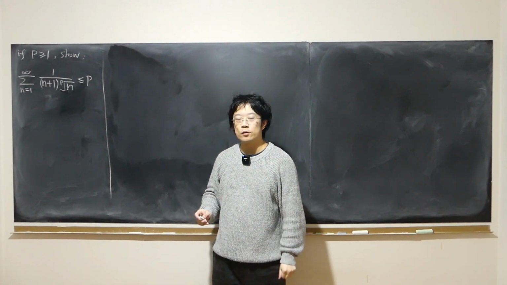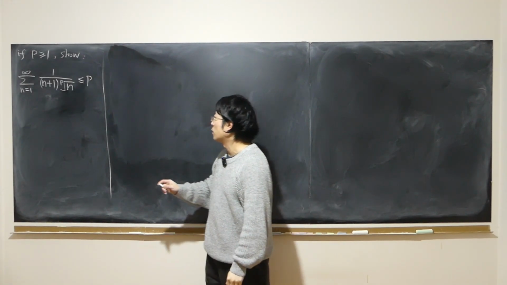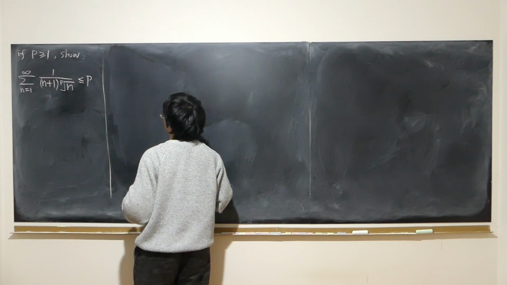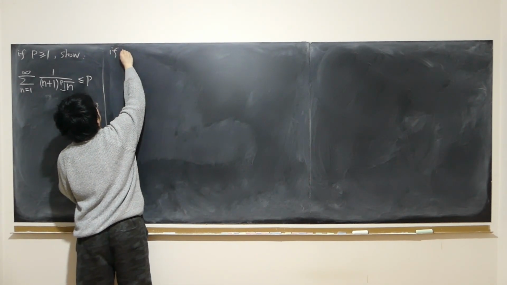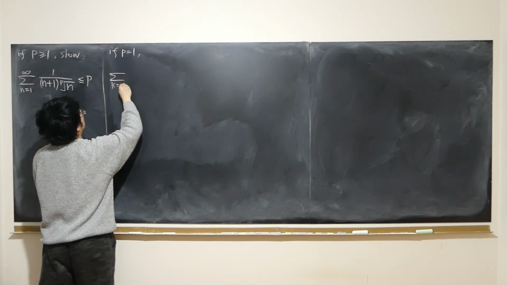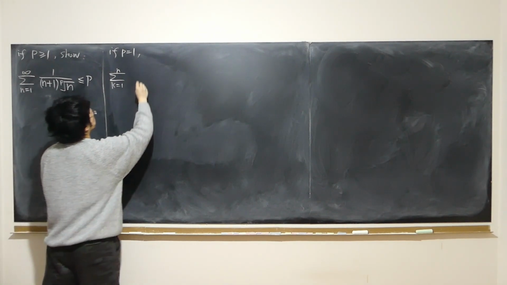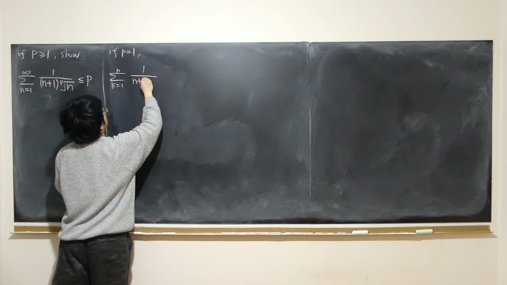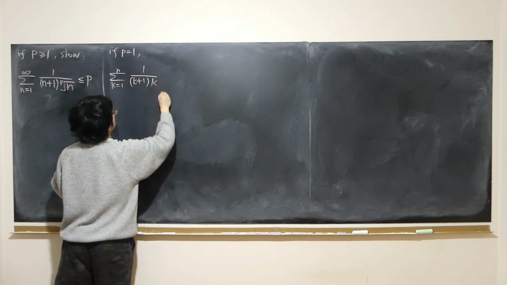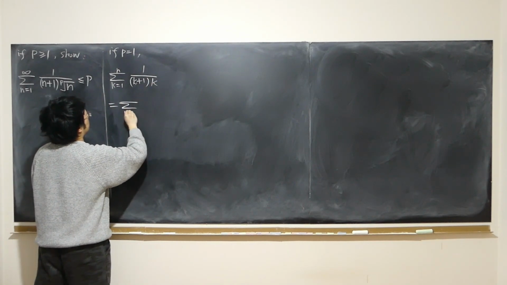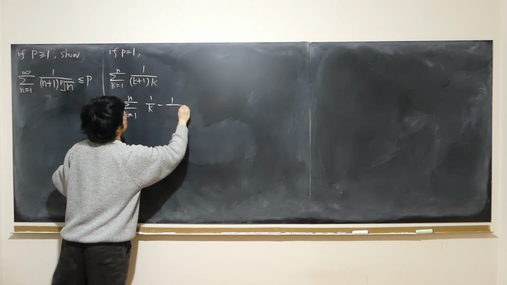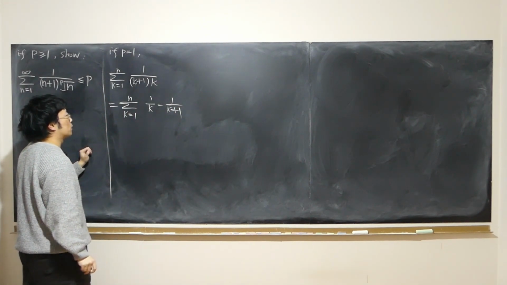If p is greater than or equal to 1, then we want to show that the infinite sum from 1 to infinity of 1 over (n plus 1) times the pth root of n is no larger than p. So if p is equal to 1, then first we take the finite sum, then we let n approach infinity of 1 over (n plus 1) times n. That is equal to the sum from k from 1 all the way up to n of 1 over k minus 1 over k plus 1.